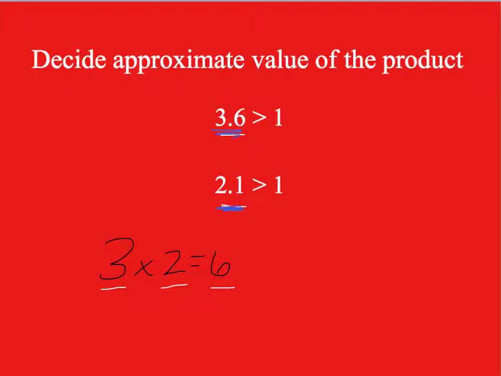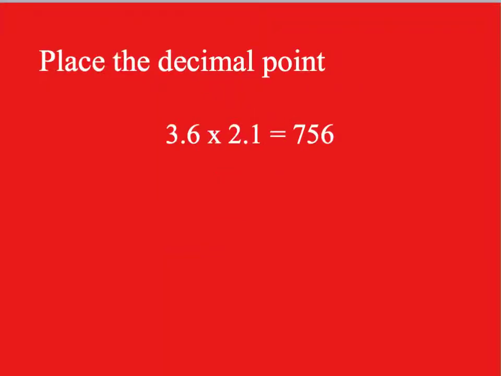Because both of our factors in our problem were larger than 1, our product is going to be larger than both of our factors. So here we have the problem written out again, as well as the correct answer. However, this answer, or this product, only has the correct digits. It does not have the decimal point. We need to figure out where is a reasonable place to put the decimal point.